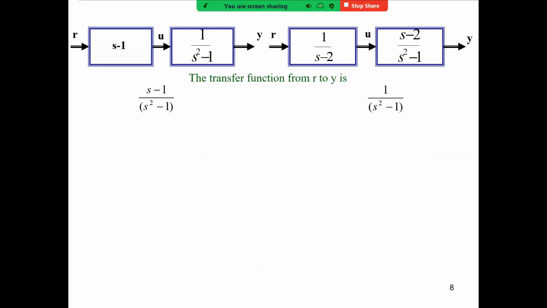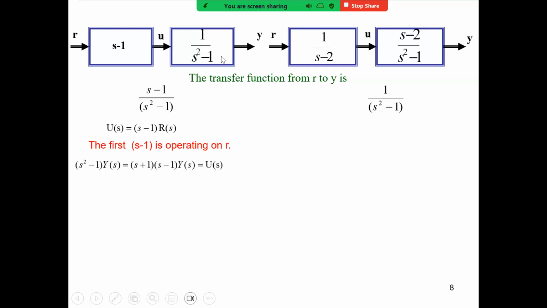Look at those two. Let's first look at the left side. We know, okay, if we just look at this transfer function, U, the input, equals s minus 1 times R. So we know this s minus 1 is operating on R, right? S minus 1 times R means in the time domain R dot minus R. It's an operator. This operator will be working on R.